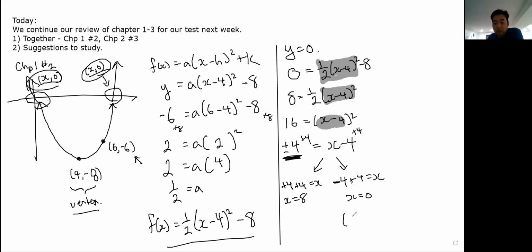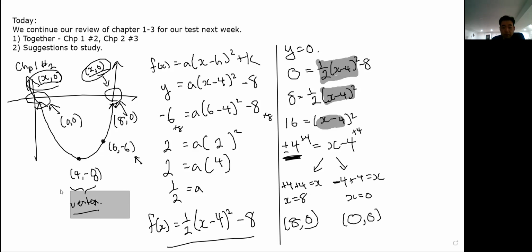What does that mean? When x is 0, y is 0, or when x is 8, y is 0. This point is 8, 0. That point is 0, 0. Any questions about what's happening there or how I got through?